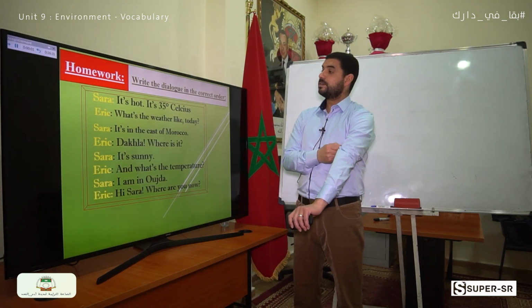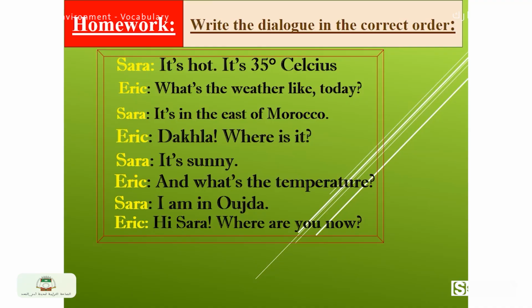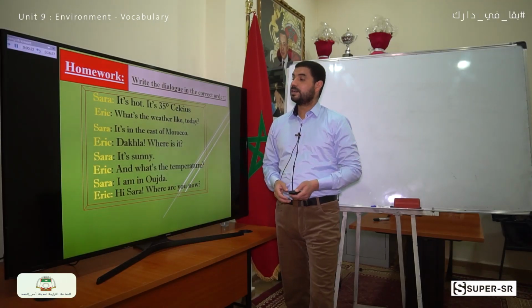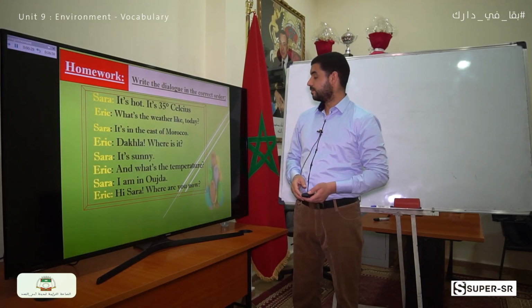As homework, write the dialogue in the correct order. Here we have a dialogue between Eric and Sarah. It's not in order. You can change the place of sentences to get a good dialogue. Do it in your exercise copybook, and you can send it to me via social media or in the groups. Okay, this is the lesson.